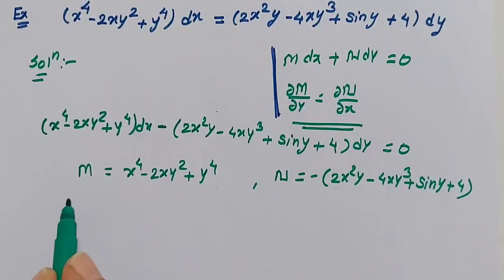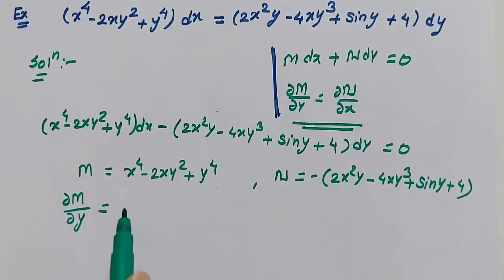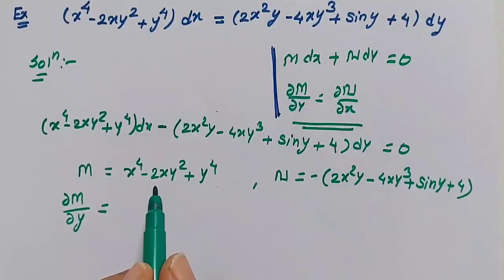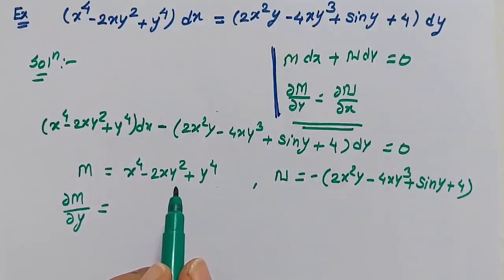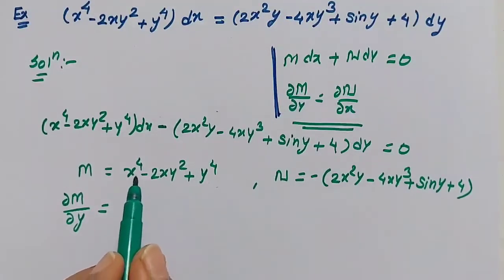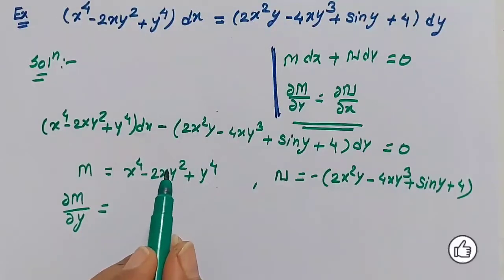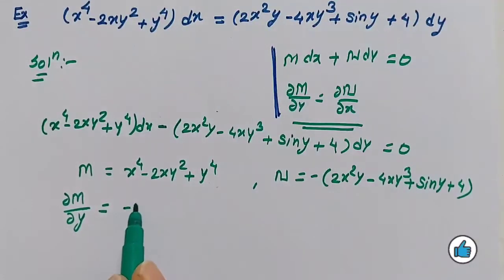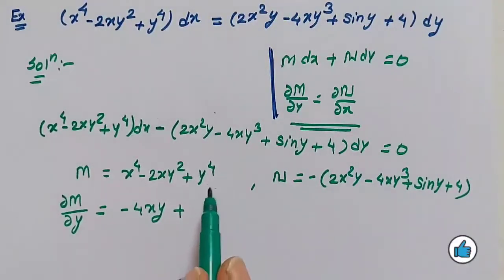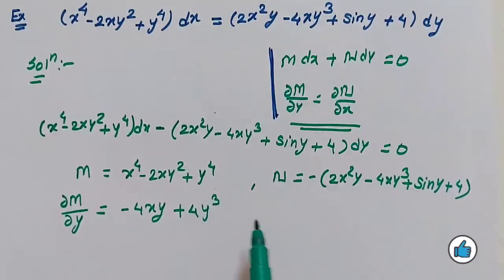So if we differentiate M partially with respect to y, we get the partial derivative, which means we are keeping x as a constant and taking the derivative with respect to y. Here the first term is constant, so its derivative is 0. The derivative of the second term partially with respect to y is minus 4xy, plus the derivative of y^4, which is 4y^3.